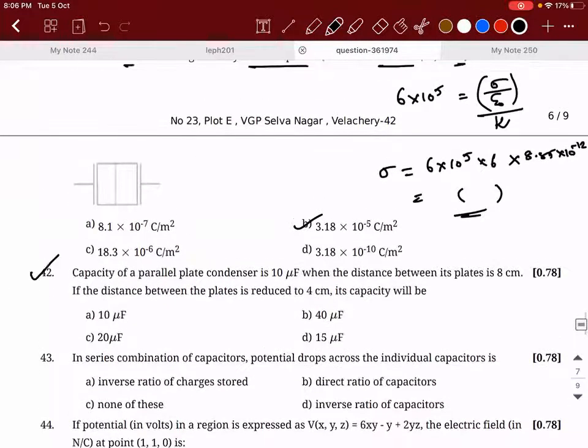Question 42. Capacity of a parallel plate condenser is 10 microfarad when the distance between the plates is 8 centimeters. If the distance between the plates is reduced to 4 centimeters, its capacity will become? So distance between the plates decreases, capacitance will increase. It will be 20, sir. Yes.